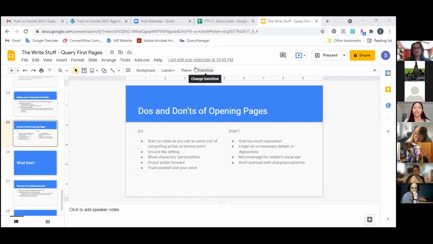Similarly, on a showing, not telling point of view, you want to be showing off your character's personality.